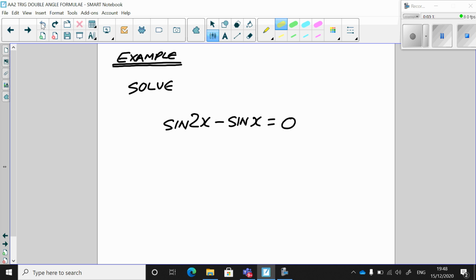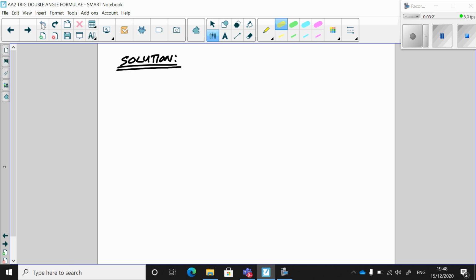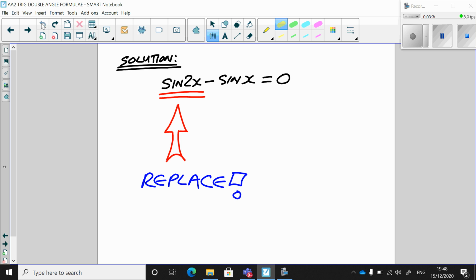So I can see a sine 2x on the left, sine x on the right, and I'm solving between 0 and 360, including 0 but not 360. Don't worry too much about that until the end. Right, here we go. Anytime we see a 2x with sine or cosine in front of it, we're going to get rid of it. It's going to get replaced.